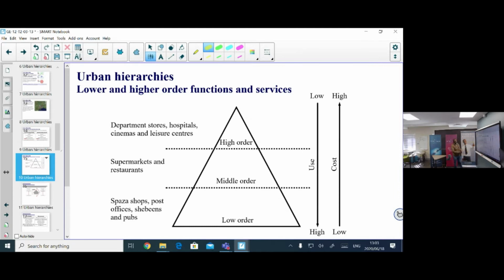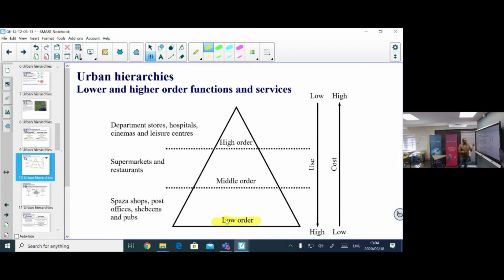Then let's look at the order of functions and services. At the bottom of the hierarchy we have what we call the low order. When you talk of the low order, you are talking of the services that are accessible to many people. These are often visited many times or every day during the week or during the day. These include spaza shops, post offices, shebeens, and pubs.